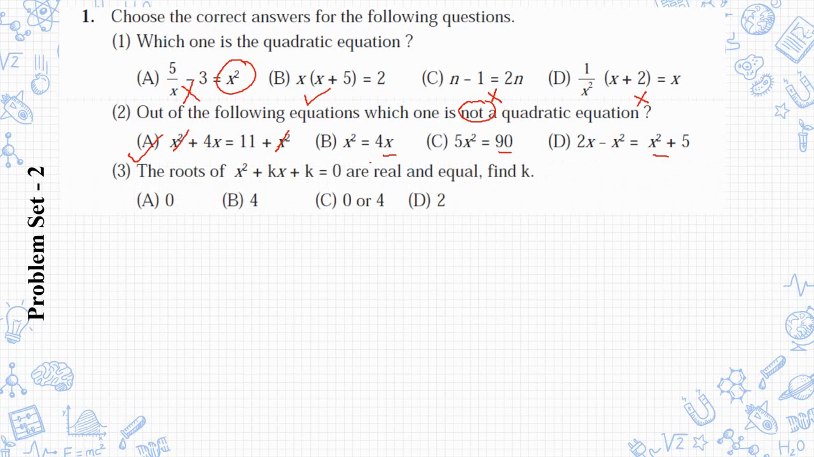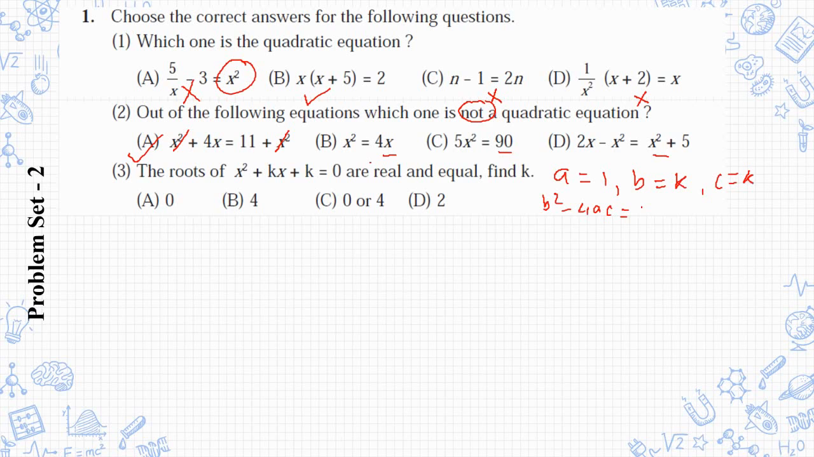Look at the third question. The roots of x square plus kx plus k equal to 0 are real and equal. We have to find the value of k. So this is a small solving. Let us do it. Let us compare: a is 1, b is k, and c is also k. We have to find out b square minus 4ac.